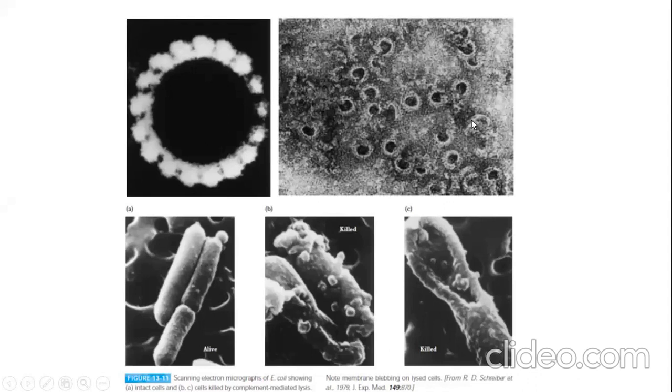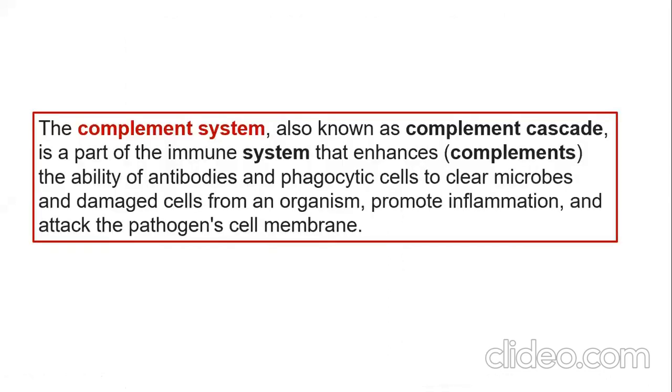How does it happen? You need to go a little bit more into the definition of the system. The complement system is also known as the complement cascade. It is a part of the immune system that enhances, and we will see what the enhancing is here. It complements the immune system, mainly the ability of antibodies and other phagocytic cells to clear microbes and damaged cells from an organism, promote inflammation and attack the pathogen. Basically, the complement system tries to remove the pathogen by a process of inflammation or by attacking the cell membrane and perforating it.